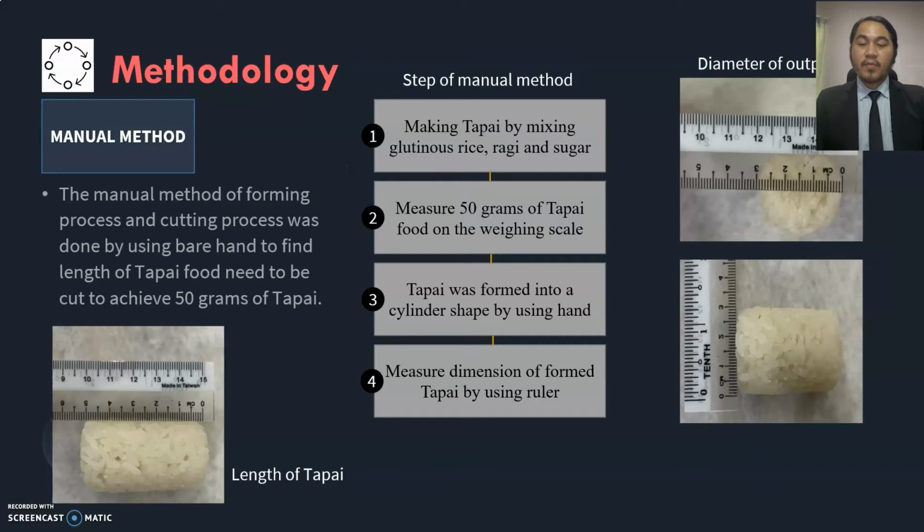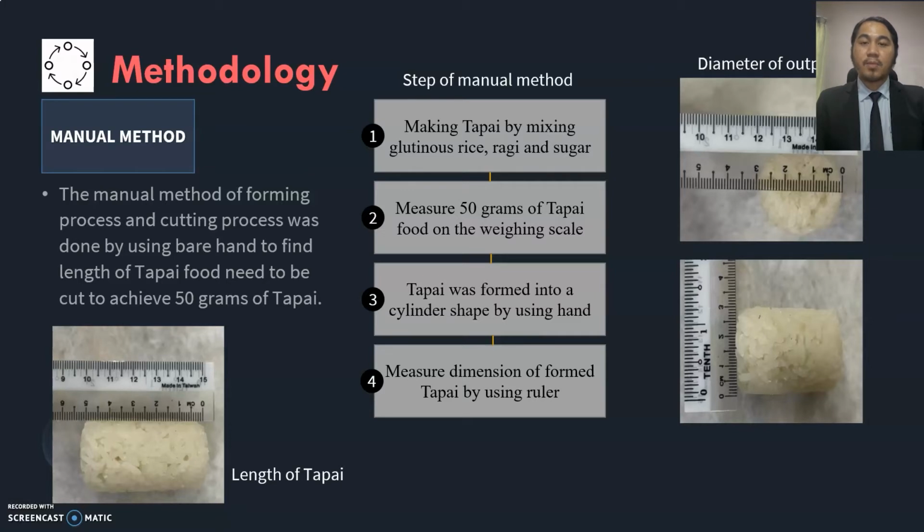Methodology. The first methodology is manual method. The manual method of the forming and cutting process was done by using bare hand to find the length of tapai food that needs to be cut to achieve 50 gram of tapai. There are several steps needed to achieve the length of tapai. The first step of the method is making tapai by mixing glutinous rice, ragi and sugar.